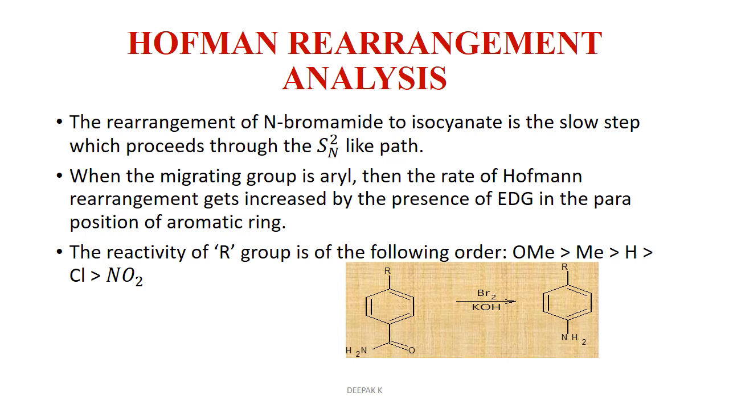Okay, if your migrating group is an arene, then look at that order. You have a CONH2 grouping there, and there is an R group at the para position, and look at the reactivity order. If R is OMe, because the OMe group is an electron donating group mesomerically, much more than the methyl group, then H, chlorine, NO2. So in all these cases, if you have an electron donating group at the para position of the amide, then the reaction will be much faster.